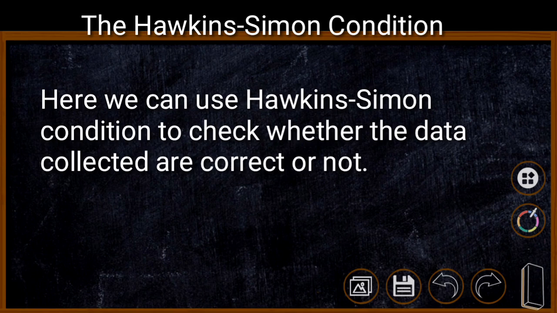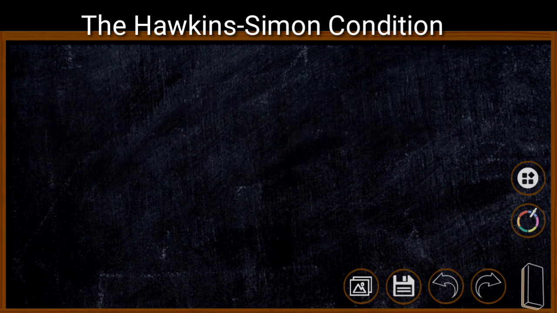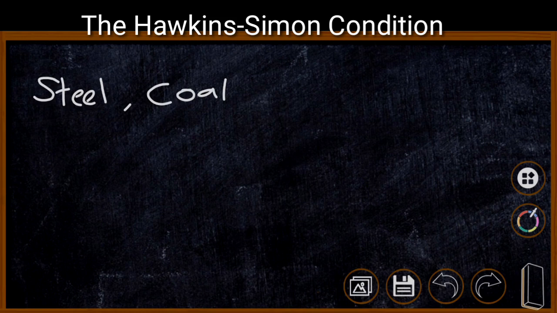Let us explain the condition with an example. Let us assume that there are only two sectors, steel industry and coal industry. We further assume that the output of the steel industry is not used by the steel industry themselves. Therefore, the output of the steel industry is distributed to the coal industry and to final demand. Similarly, the output of the coal industry is distributed to the steel industry and to final demand. The coal industry is also not using its output as input. We can represent this information in an equation.